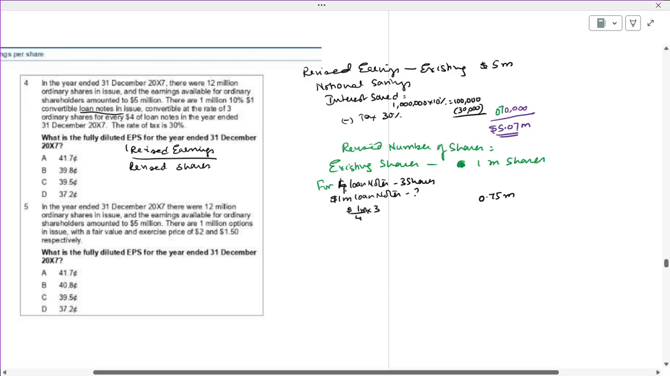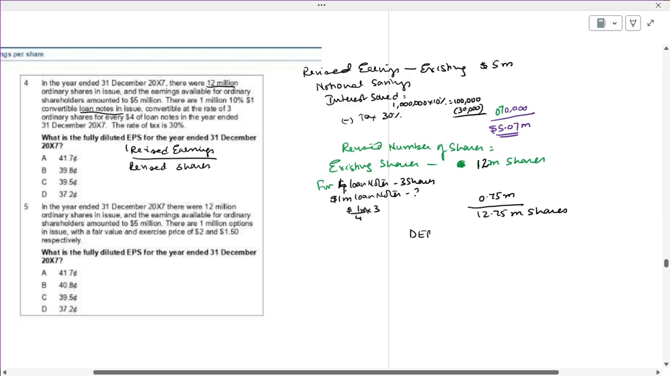Existing shares are how much? Existing shares are 12 million. You have to tell me if I am writing wrong. Is it right? If I am writing something wrong, you have to immediately point it out. Okay? 12.75 million shares. Okay? Next. Are you clear about this? Yes, doctor. Is it right?